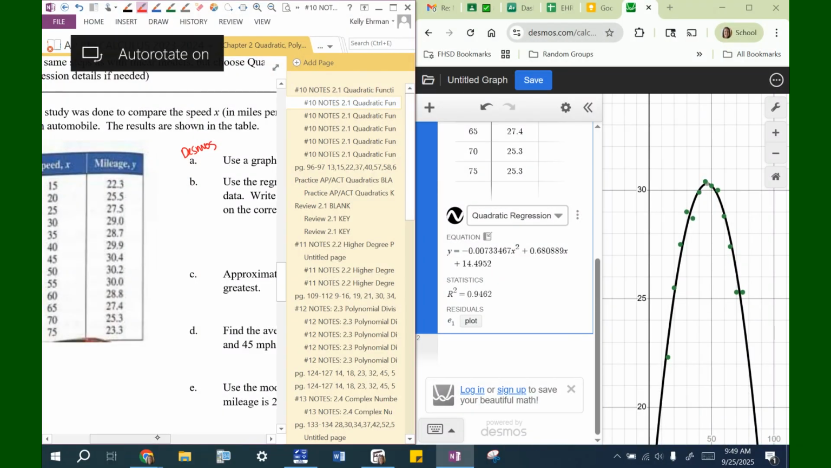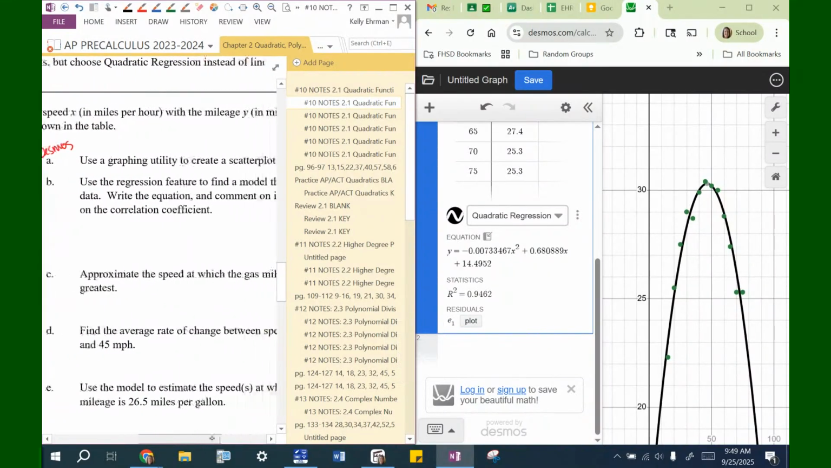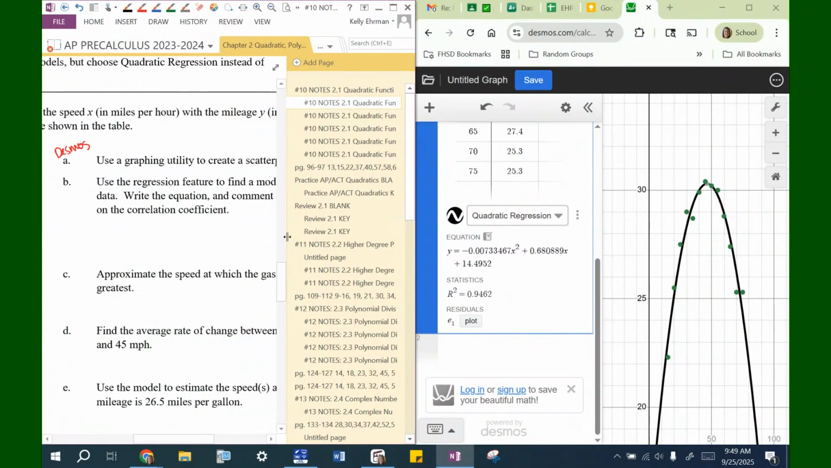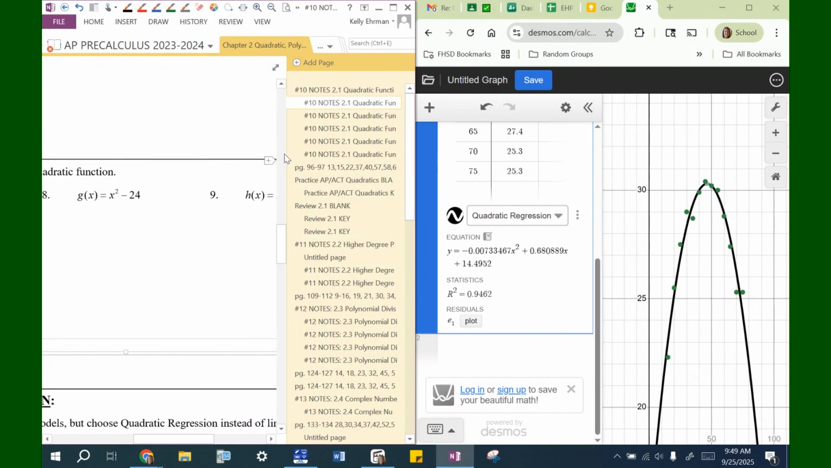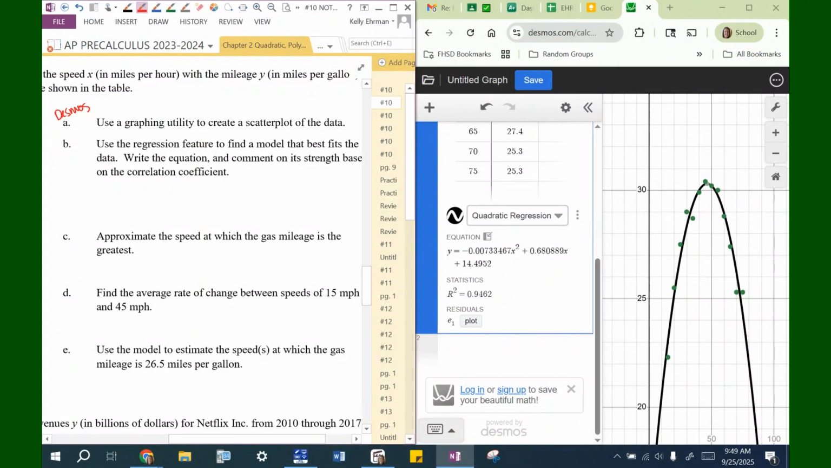Let's go ahead and write this down for part B. So use the regression feature to find a model, write the equation, comment on the strength. I'll do that in a minute, but let me just write the equation first. Try to get this out of here. There we go. And I am going to use y and x because those were the variables in the table. So I'm going to carefully write this down.